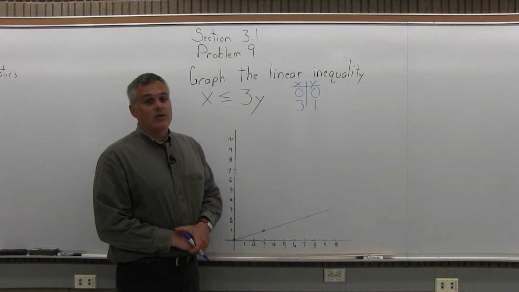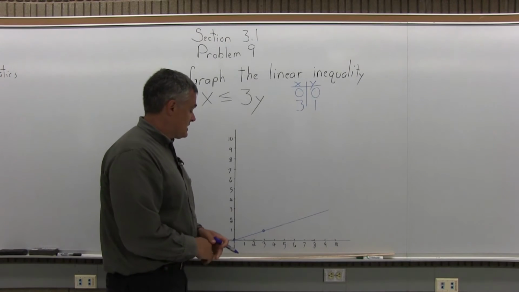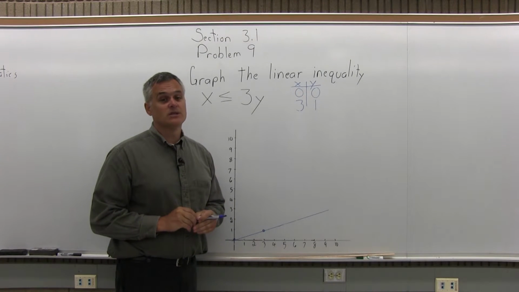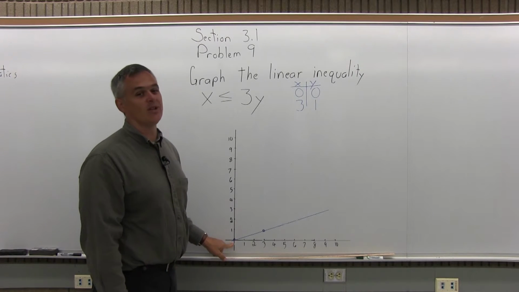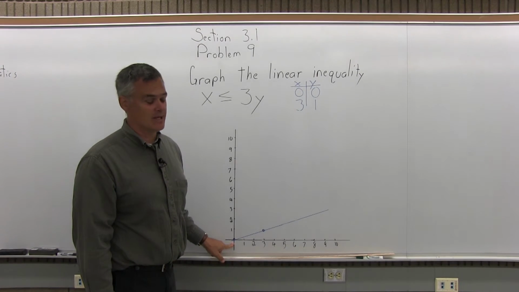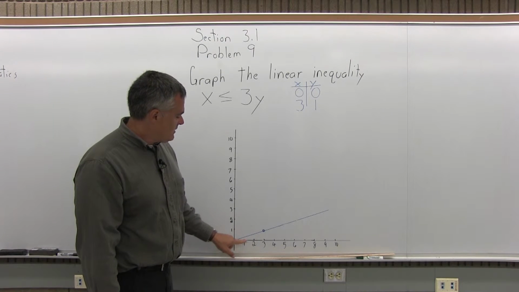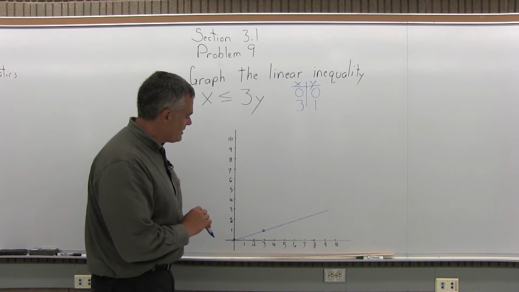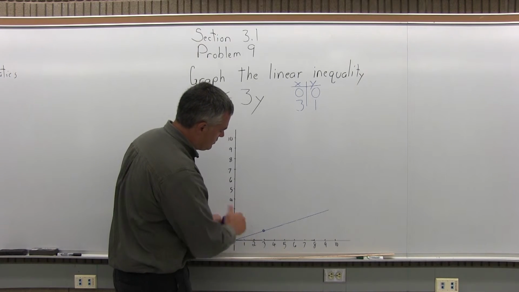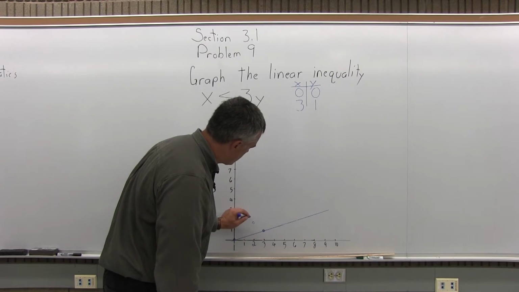Now I have to decide whether I shade above the line or below the line. Now I usually say choose a test point that's not on the line, use 0, 0 if you can. Now my favorite test point of 0, 0 is on the line, so I have to choose a different test point. So I have to choose something that's not on the line. Let's say go over 2 and up 2. So my test point is going to be the point 2, 2. So I'm in the up above portion right here with 2, 2.